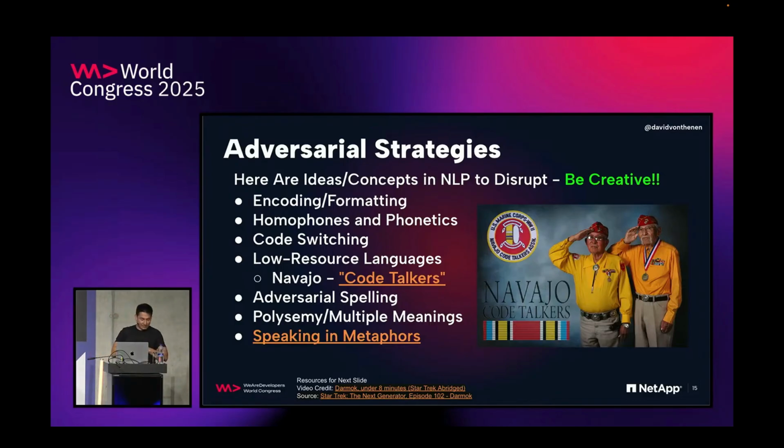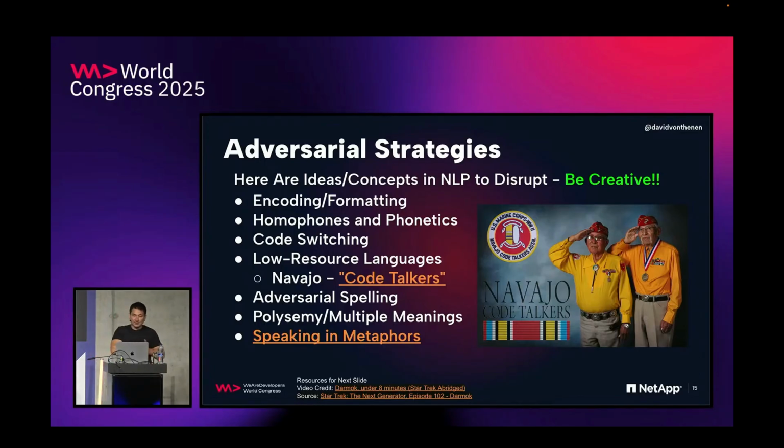Code switching. So if you're doing text to speech to text, like transcription type stuff, start with English. In the next sentence, switch to German. Use German nouns in English sentences, right? It'll confuse the heck out of your AI and ML systems from interpreting what you're saying.